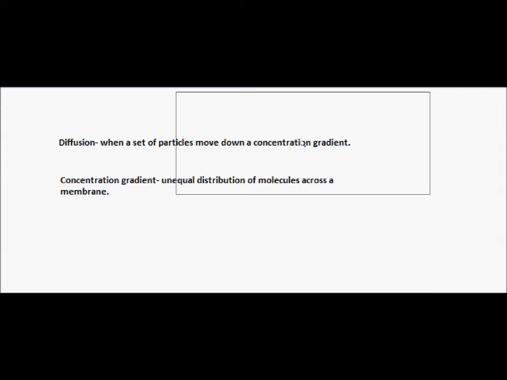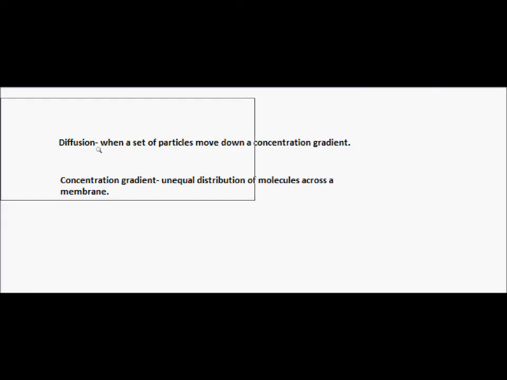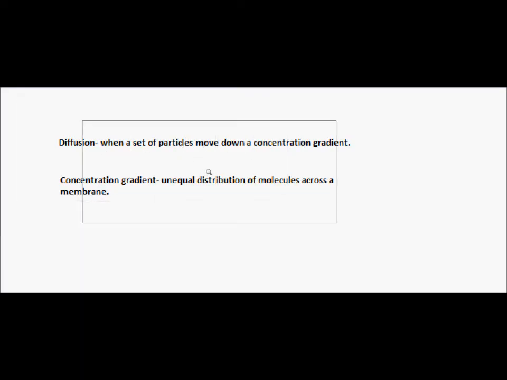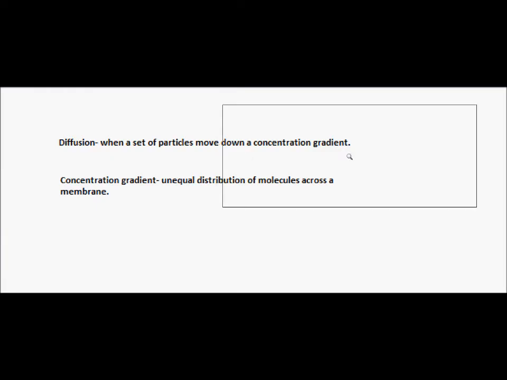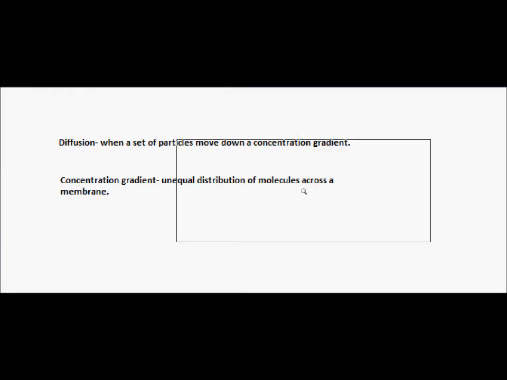First, to understand osmosis, you must understand diffusion. Diffusion is when a set of particles move down a concentration gradient. A concentration gradient occurs when an unequal distribution of molecules is across a membrane.